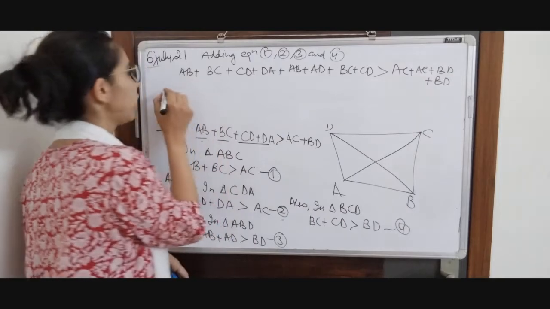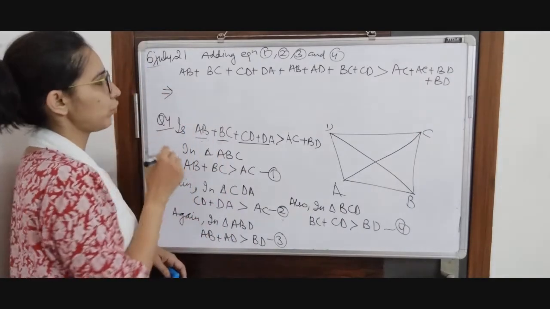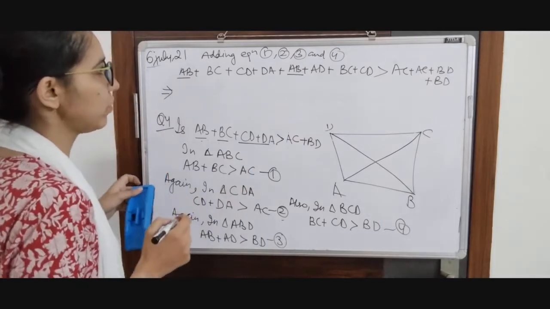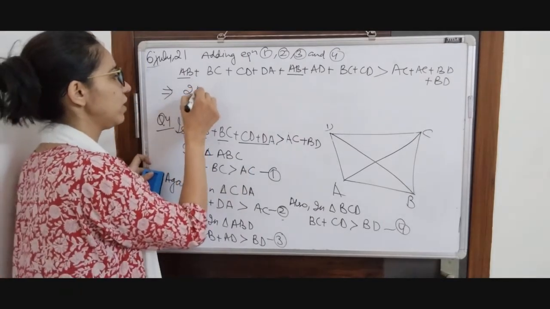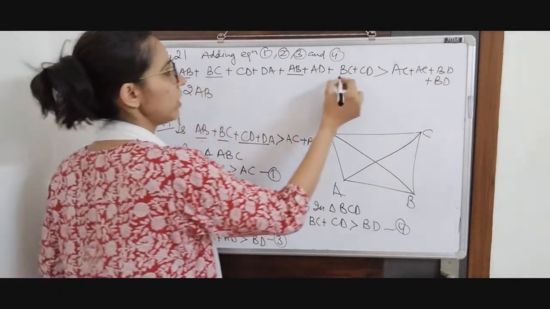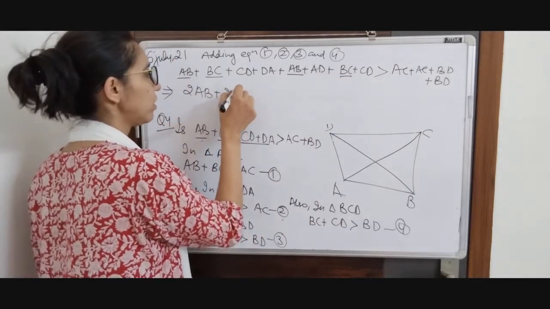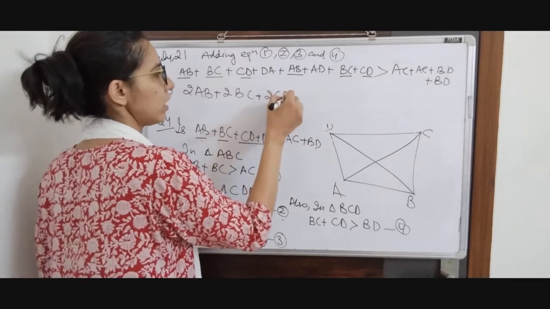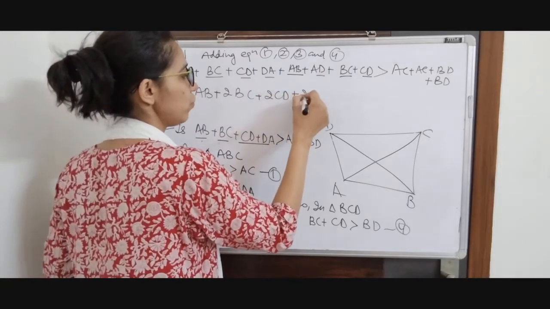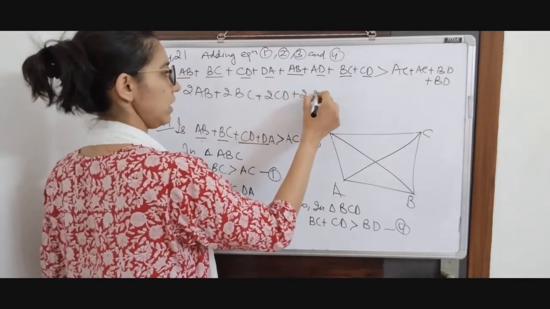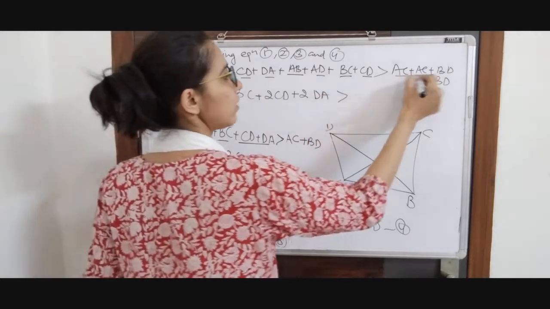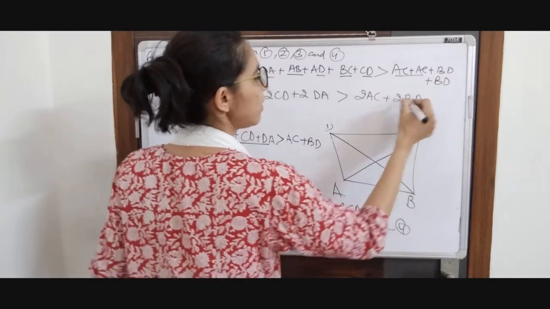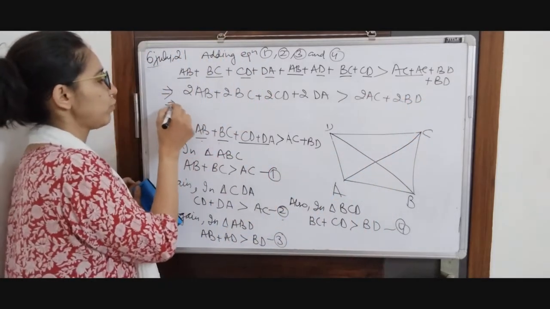Okay. Now we are going to try to simplify it. So AB is present 2 times, so we can write 2AB. Similarly BC and BC, so 2BC, CD and CD, 2CD, DA and AD, 2DA, is greater than twice AC and twice BD.